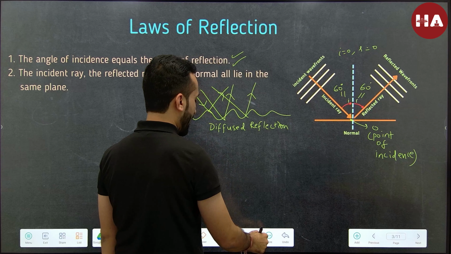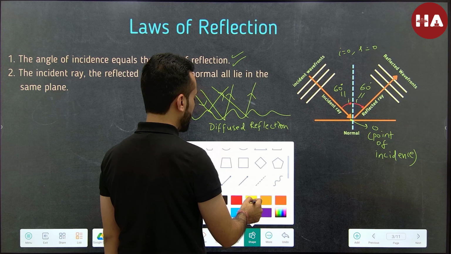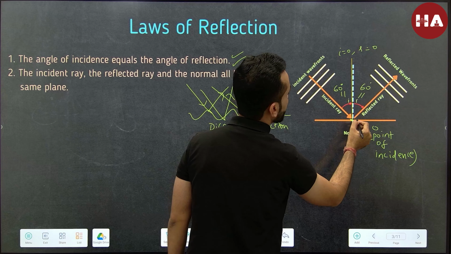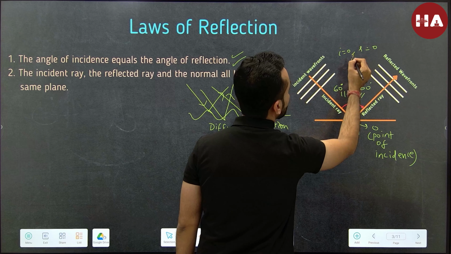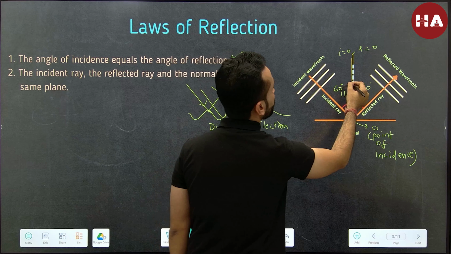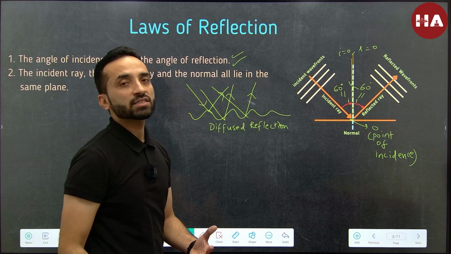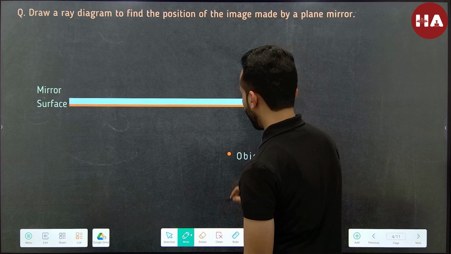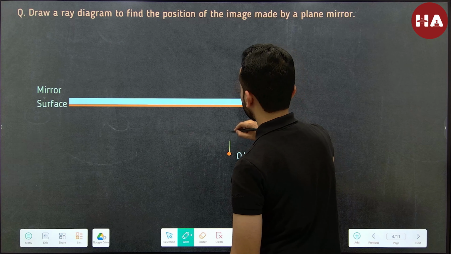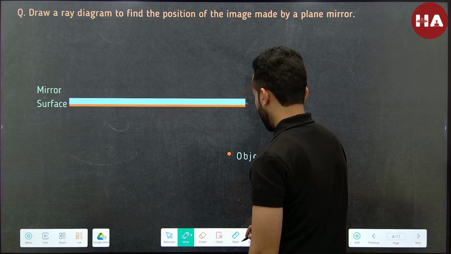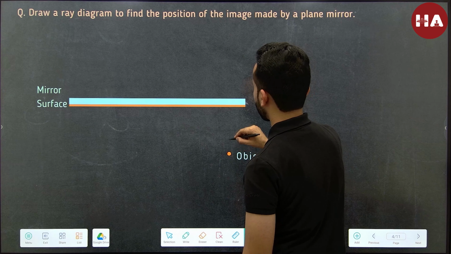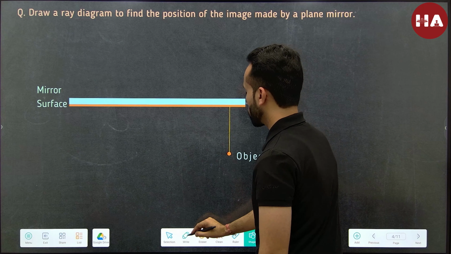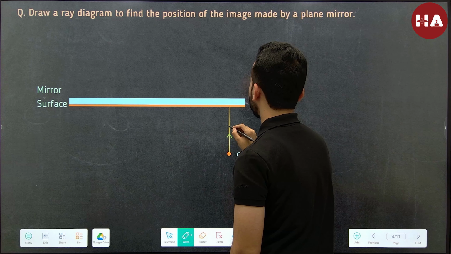So imagine if I have a ray, let's say like this, then it will go back like this. In a way, we can say that it will retrace its path. That is when I is 0, R is also 0. So you can think of it like that. So let's say this is the incident ray which is along the normal. So what is going to happen is it will get reflected back.